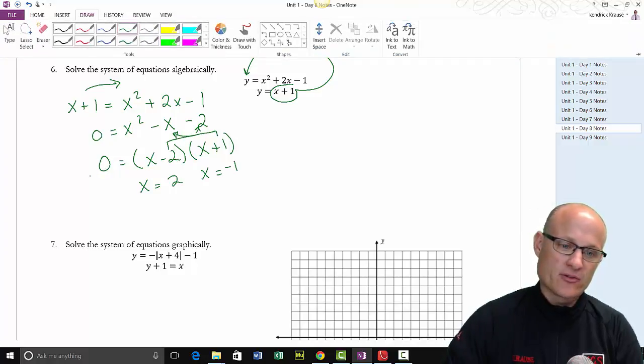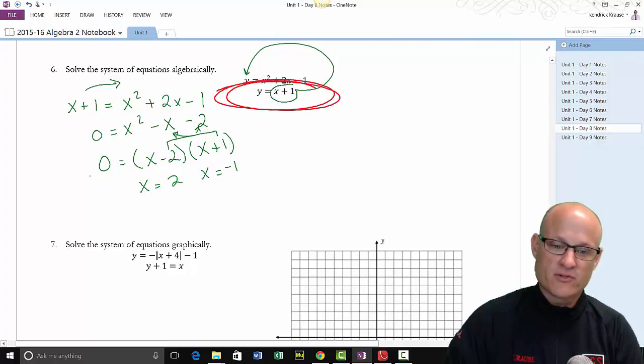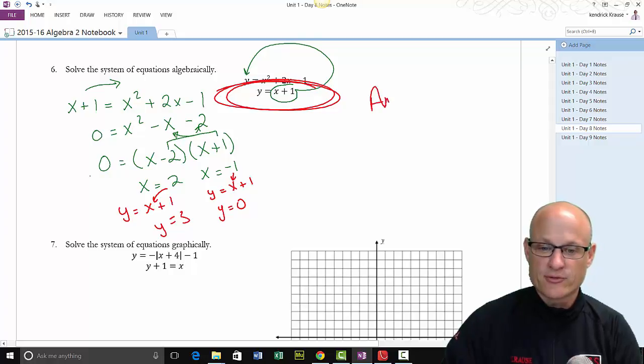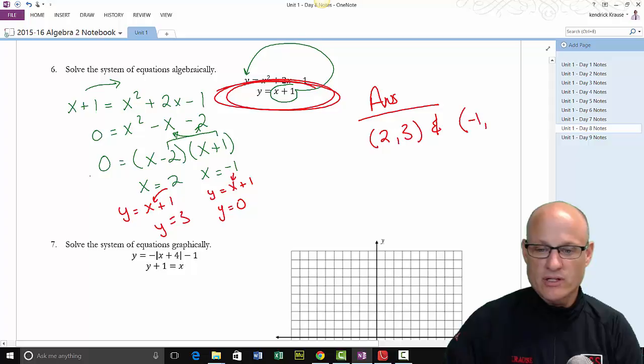Now to find my y answers, we're going to use the second equation, y equals x plus 1. When I plug that 2 in, I get y equals 3. When I plug in negative 1, I get y equals 0. So my two answers are 2, 3 and negative 1, 0.